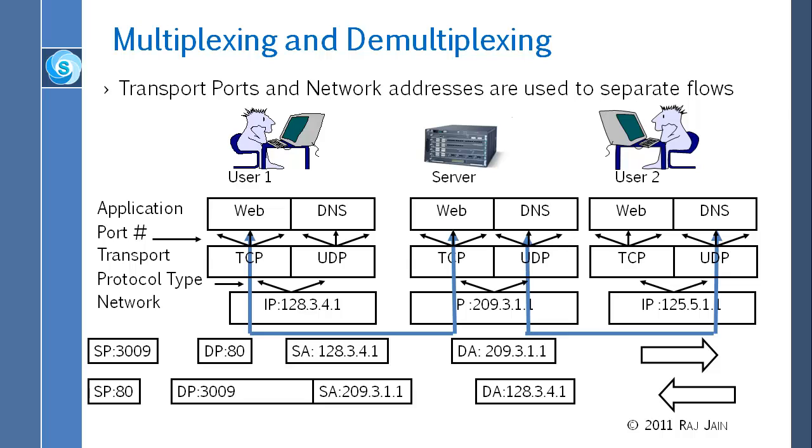So this user is talking web and this user is talking DNS, or both, they could both be talking web, it doesn't matter. Each application has a port number, right? That is the TCP address as we say it. So web has port number what? 80. And the DNS has some port number.